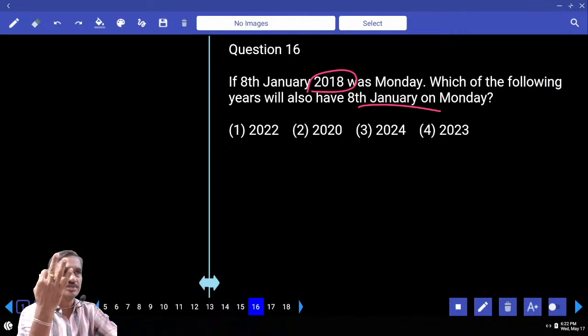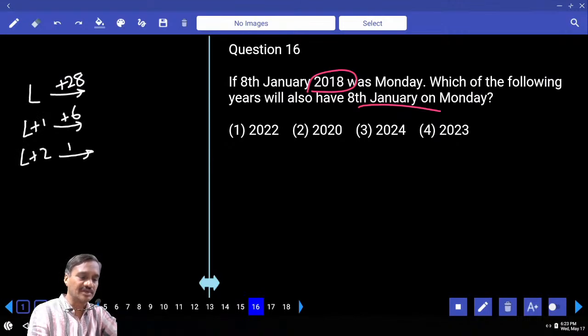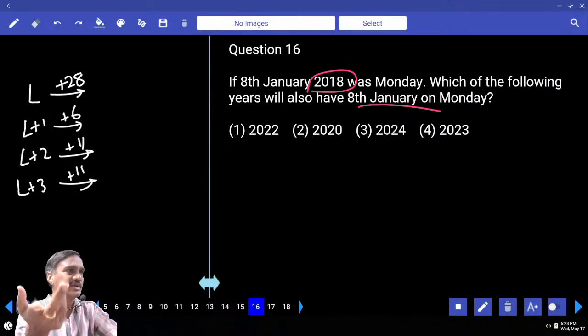Altogether we have discussed about 3 points. If it is a leap year, it repeats exactly after 28 years. The next year to a leap year repeats after 6 years. The second year to a leap year repeats after 11 years. The third year to a leap year repeats after 11 years. The fourth year to a leap year is again a leap year.